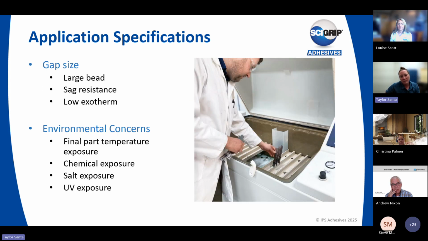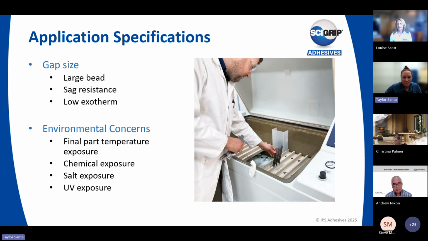So the last couple of specifications we're really going to talk about are gap size and environmental concerns. There are a few aspects of MMA adhesives that need to be kept in mind when choosing an adhesive for gap filling. First thing to keep in mind is that MMA adhesives are two-part adhesives, like we talked about. It's an exothermic reaction, which means it gives off heat. This heat can be mitigated during the development of adhesives.